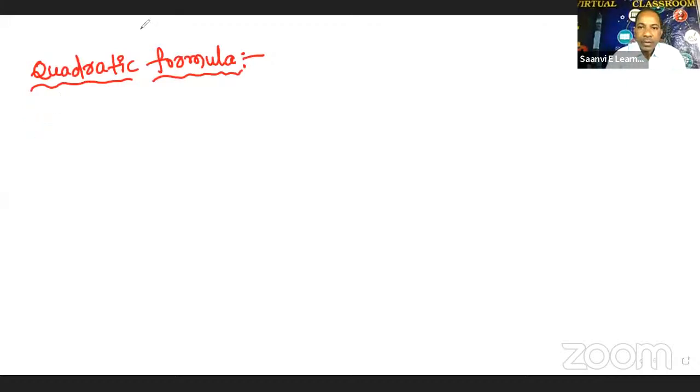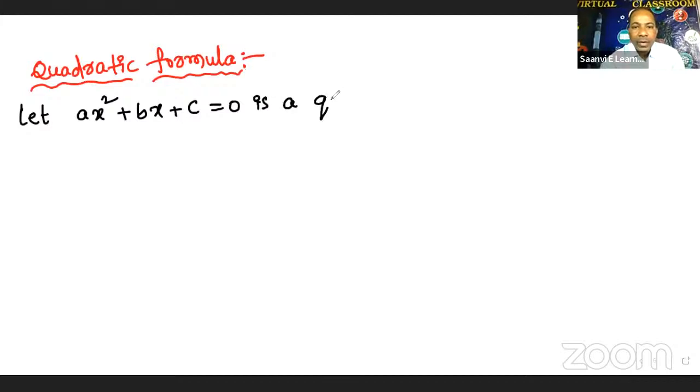So, what is the formula? Let us see here. What is the standard form of a quadratic equation? Let ax square plus bx plus c is equal to 0 be a quadratic equation. ax square plus bx plus c is equal to 0 is a quadratic equation. Okay.